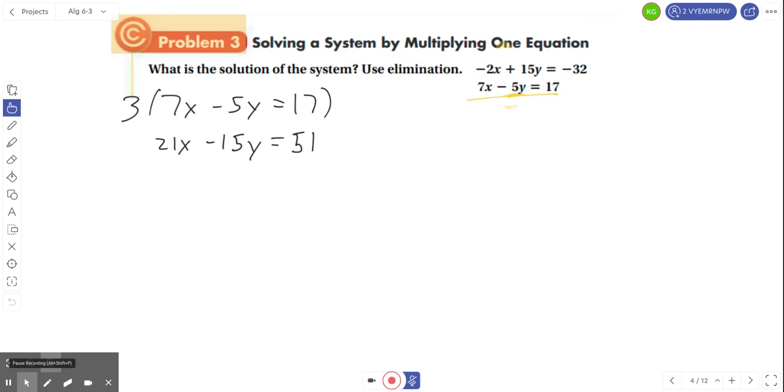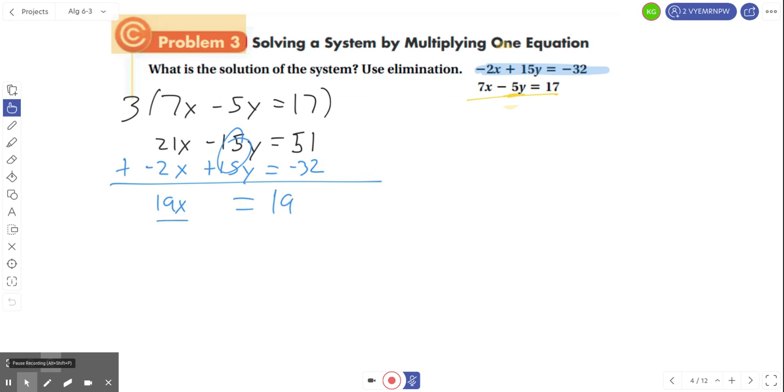And now I can bring in my other equation. I'll write this one in blue. Which is negative 2x plus 15y equals negative 32. And I can see that if I add these equations together, the y's will cancel out, so I'm going to add them together. 21 plus negative 2 is 19x. Negative 15 plus positive 15 is 0. And 51 plus negative 32 is 19. So when I divide by 19 on both sides, I find out that x equals 1.